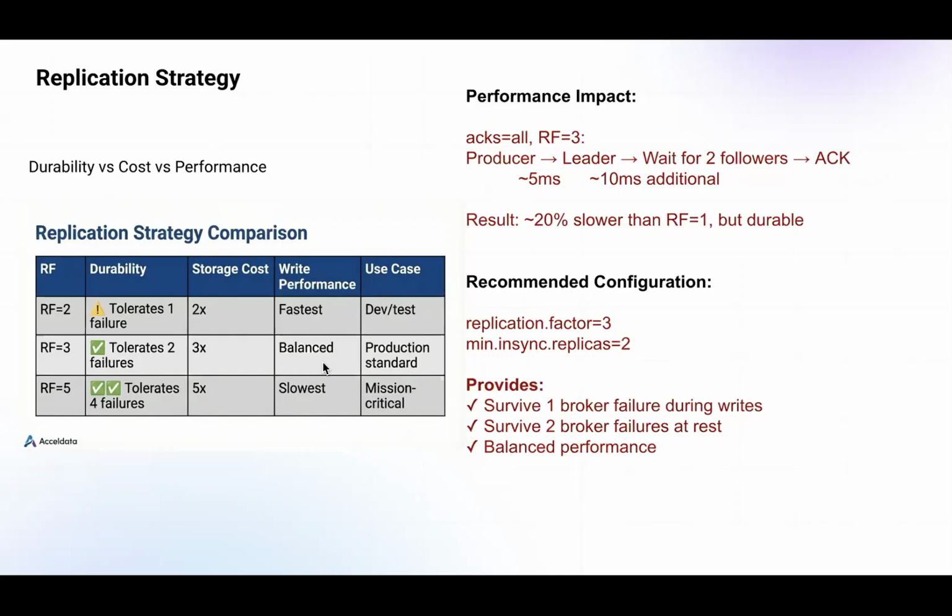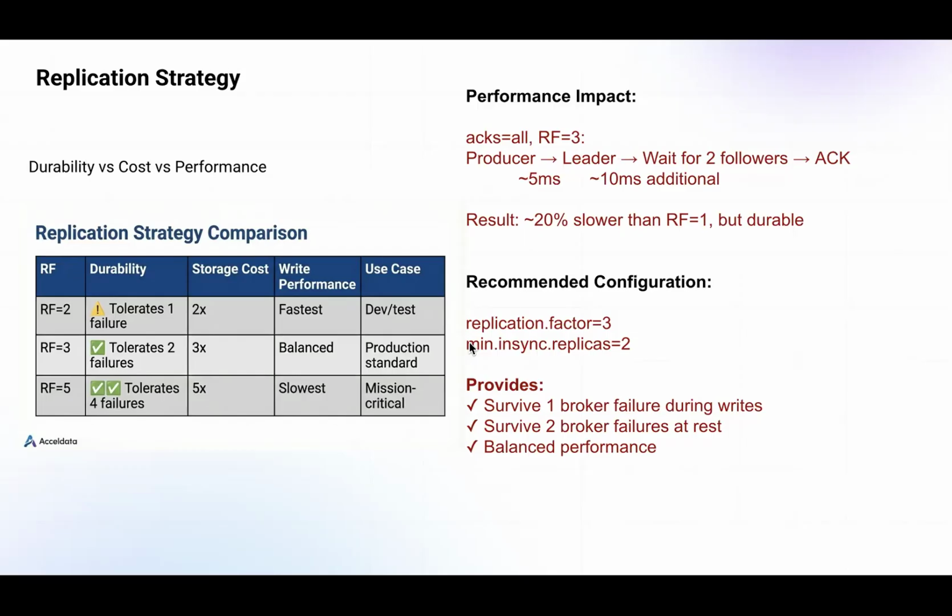It costs 3x storage and write performance is balanced. RF5 means you can tolerate 4 failures, and you're paying 5x the storage cost and writes are slowest. Use this only for absolutely mission critical data. Okay, let's understand the performance impact.